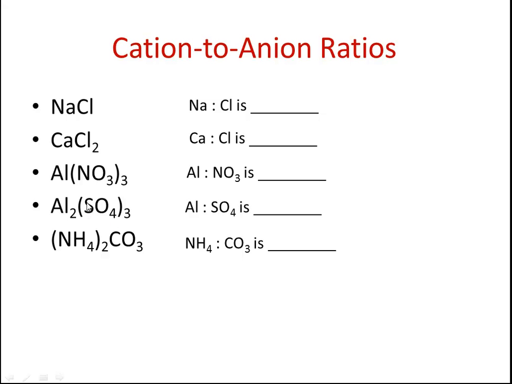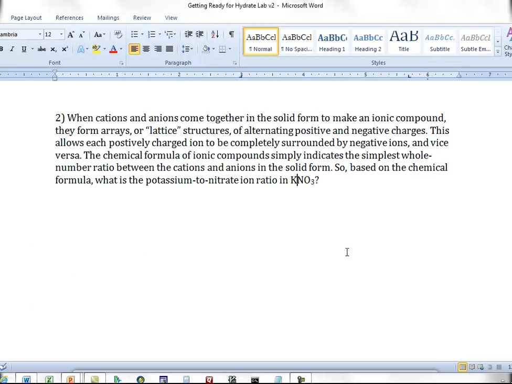Now we've got SO4, which is a polyatomic ion, and SO4 is a unit, and we have 3 of them. Over here we have 2 aluminums, so you can see that the ratio between aluminum and sulfate is 2 to 3. And then here we have a polyatomic cation, the NH4+. We have 2 units of that and 1 unit of the CO3, so this is a 2 to 1 ratio.